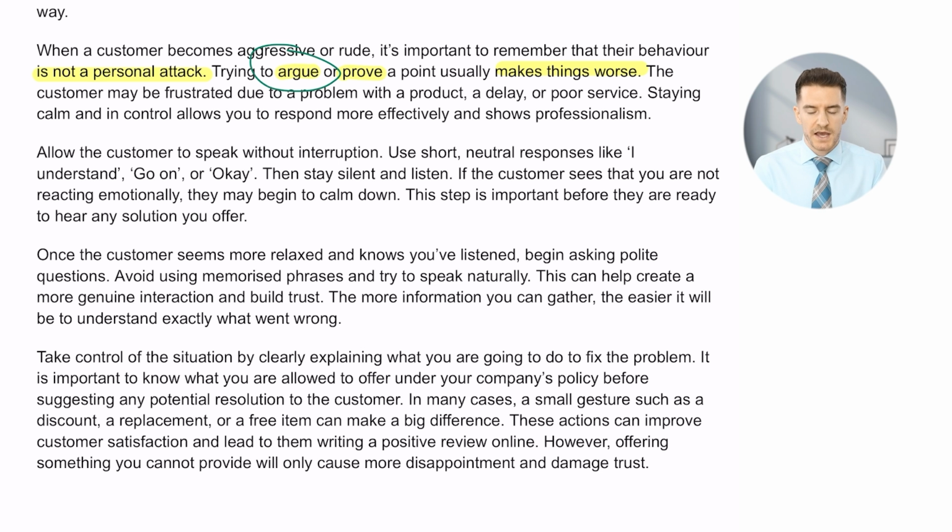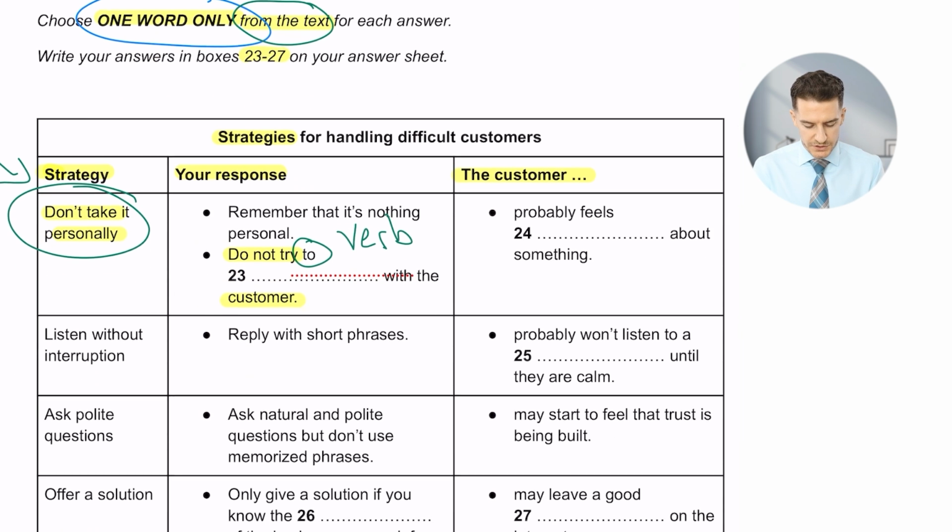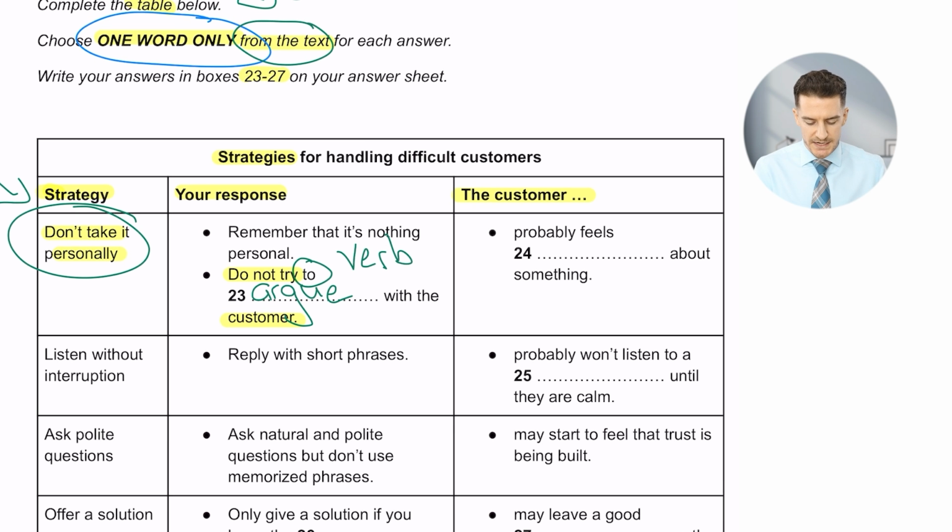Okay, it's not using the same words and saying do not try to argue, but it's saying it in a different way. So that looks like the correct answer. But always just quickly have a read of the text afterwards. So the customer may be frustrated. Okay, so yeah, looks like argue would be the correct answer there. So let's go back down here and put it in. Do not try to argue with the customer. So it's a verb, we're following the instructions, and it makes sense.